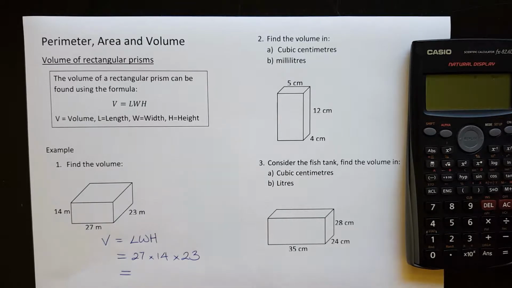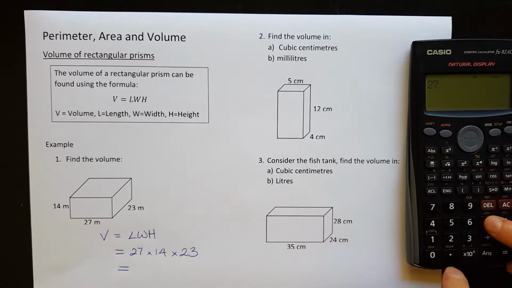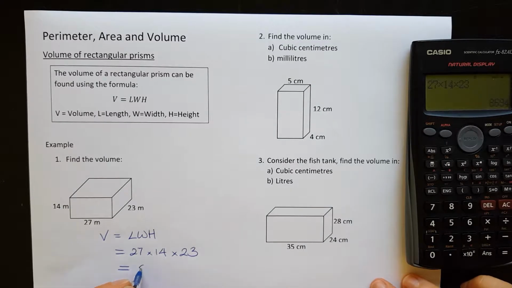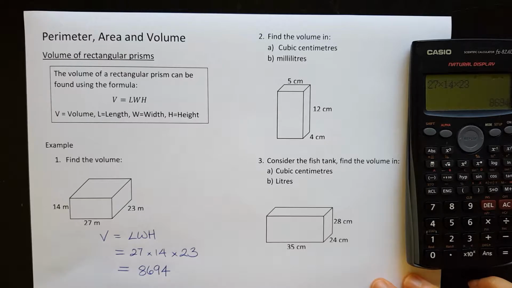So in the calculator for this one, 27 times 14 times 23 equals 8,694. Now because we're doing volume, we need to write our units here, which will be meters cubed. Okay, let's look at question 2.